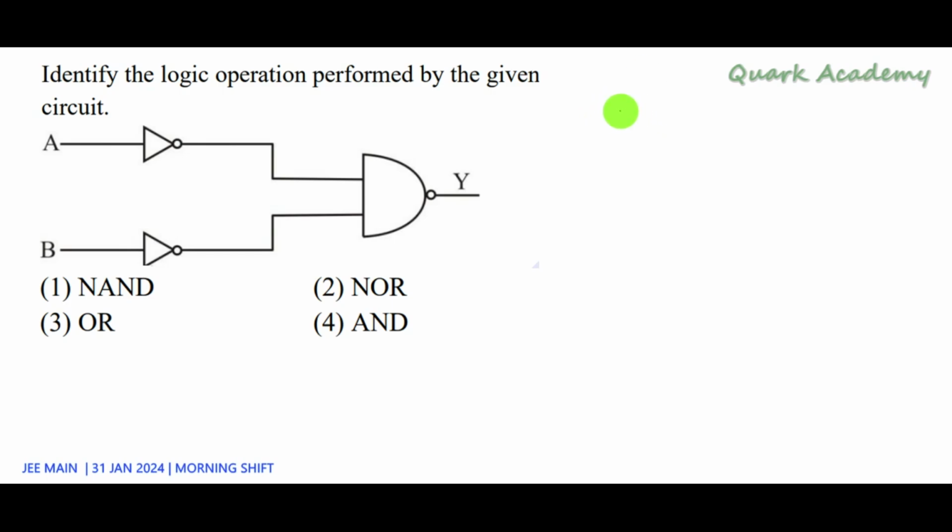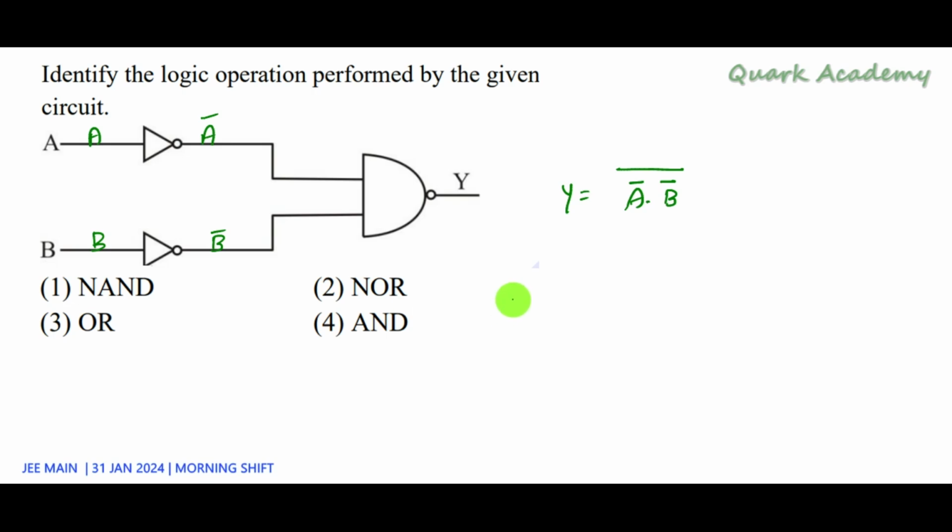So we need to find the logical operation performed by this circuit. The input is A and one NOT gate is there, so it will become A bar. Here the input is B, it will become B bar. So A bar and B bar are the input of this NAND gate. The output will be written as A bar and B bar, the whole bar.